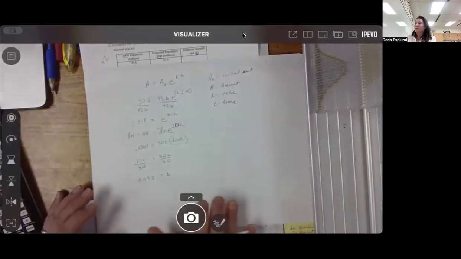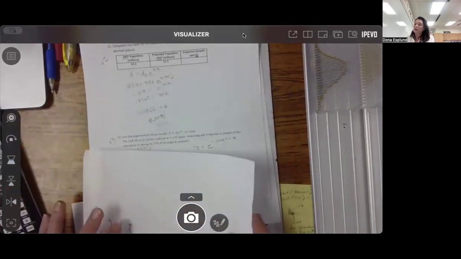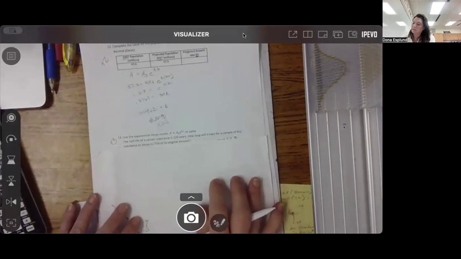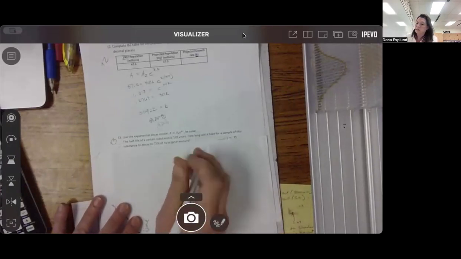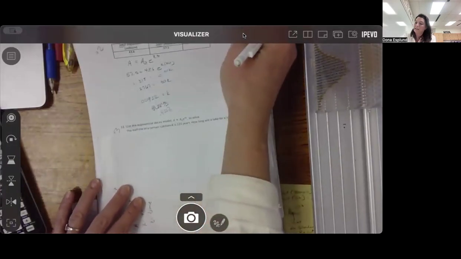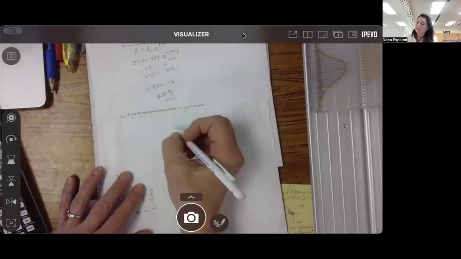Now my second problem is a little different. It's going to have the same kind of formula. We're starting off with the same A equals A sub naught e to the kt power.